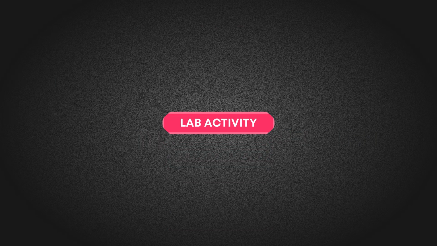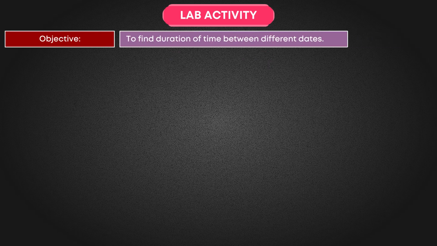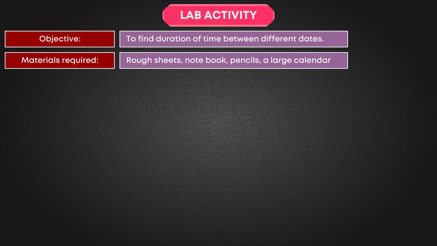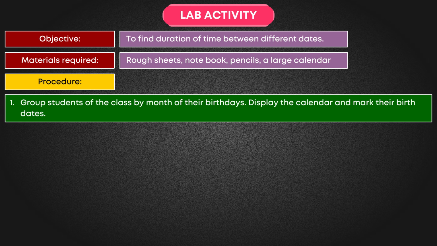Lab activity. Objective. To find duration of time between different dates. Materials required. Rough sheets, notebook, pencils, a large calendar. Procedure. 1. Group students of the class by month of their birthdays. Display the calendar and mark their birth dates.